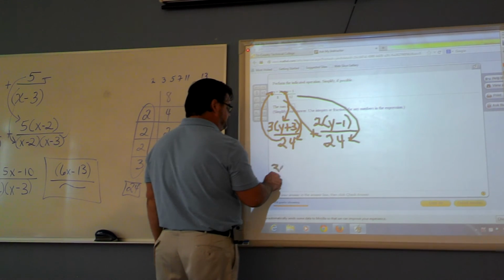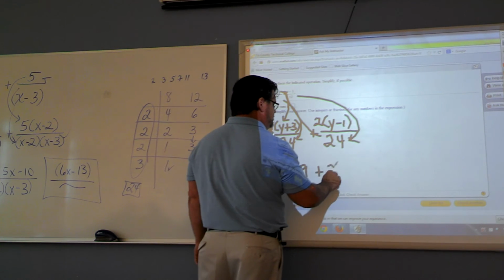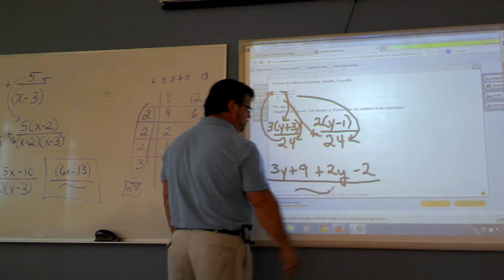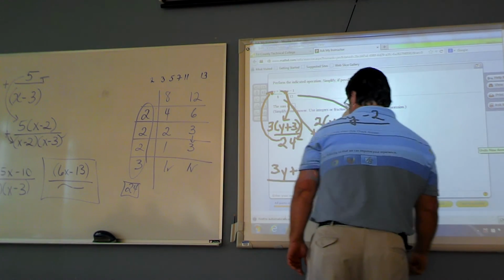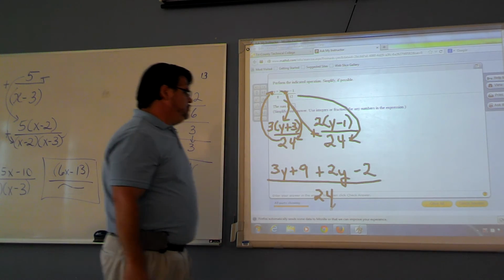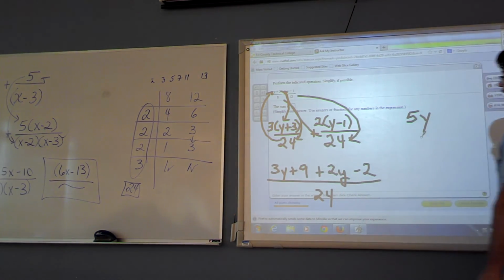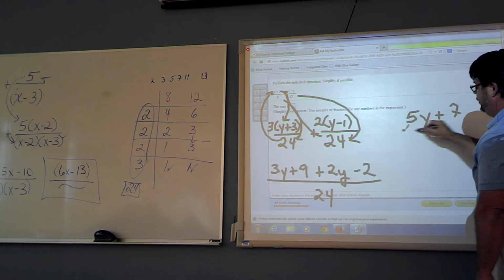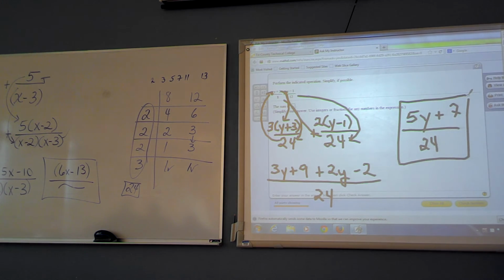So 3y plus what? Plus 2y minus what? 2. Over the common denominator, 24. And 3y plus 2y is 5y, and 3 minus 2 is 1, so 5y plus 1 over 24. And that's your answer. Piece of cake.